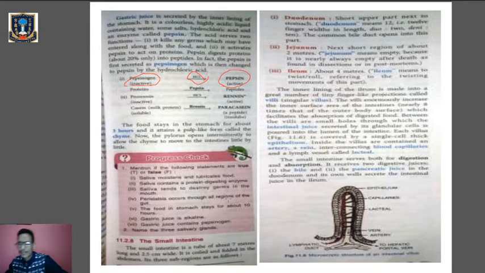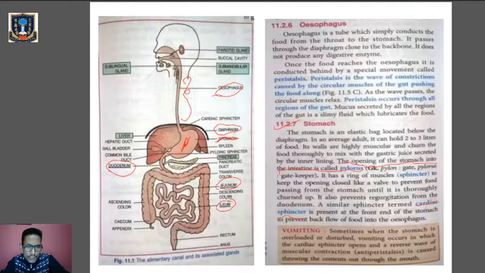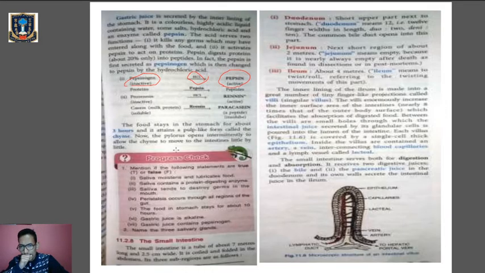The duodenum is the upper part next to the stomach. You can see the duodenum is close to the stomach. The common bile duct will open into this part. Then we have the jejunum, which is the next short region of about 2 meters. Jejunum means empty, because it is nearly always empty after death, as found in dissections or post-mortem. Then we have the ileum, which measures about 4 meters, and ileum means to twist or roll, referring to the twisting movement of this part.